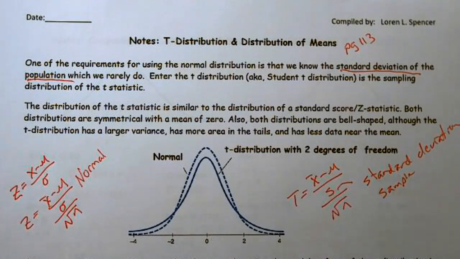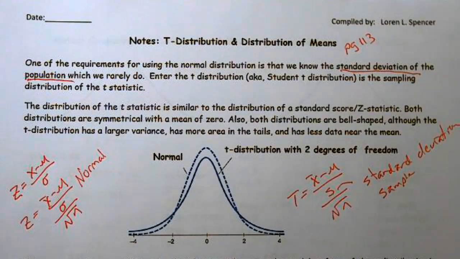The other big, huge difference, besides having more area in the tails, is the normal distribution, every single one of them basically follows the empirical rule. We can always use the z, and regardless of the sample size, it's going to be plus or minus 1 is about 68%, plus or minus 2 is about 95%, plus or minus 3 is going to be 99.7%. That's not the case with the t distribution.